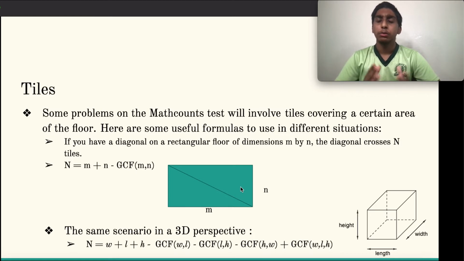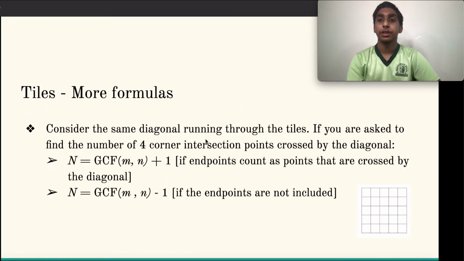Alright, let's move on to the same scenario in a 3D perspective. N is equal to W plus L plus H minus GCF of WL minus GCF of LH minus GCF of HW plus GCF of WLH. Wow, that was a mouthful. But the thing we have to understand here is it's simply because we've included another dimension to this rectangular prism. Originally, it was just this length and width. Now we've added the height dimension. That's why we have so many extra terms, because now we need to incorporate this height into all of our calculations. So based on the original formula, we were able to find this formula by simply incorporating the height into these calculations. All right, let's move on to the next set of formulas.